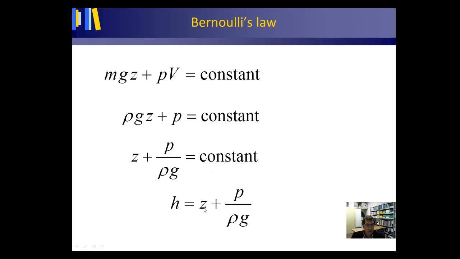The Z we call elevation head, plaatshoogte in Dutch, and P divided by rho G, we call it pressure head or drukhoogte in Dutch.